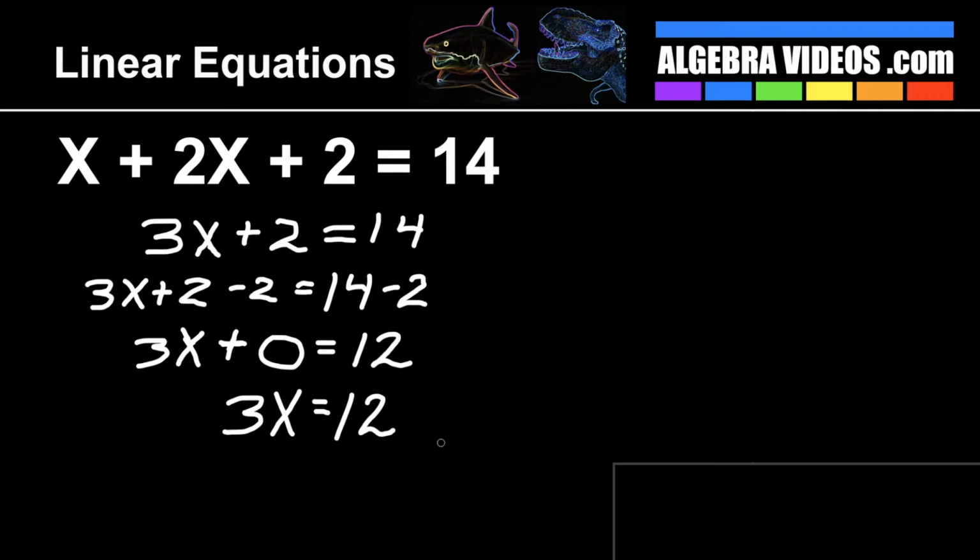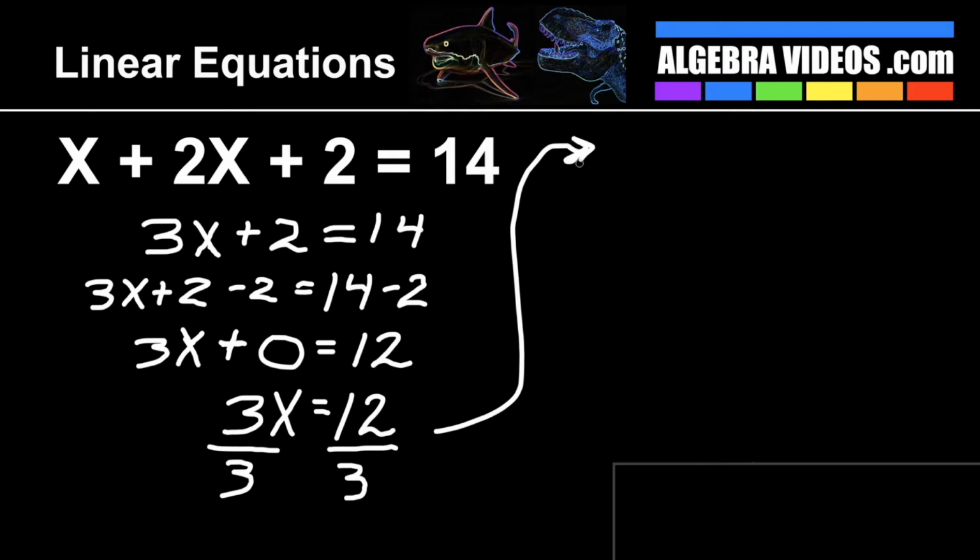And now I'm going to use that rule again, that we can do anything we want to both sides as long as we do it to both sides. So what I'm going to do is divide both sides of the equation by the same number, and that is 3. And the reason is, I know that this 3 over 3 is going to simplify to 1. So just taking this up here and continuing on.